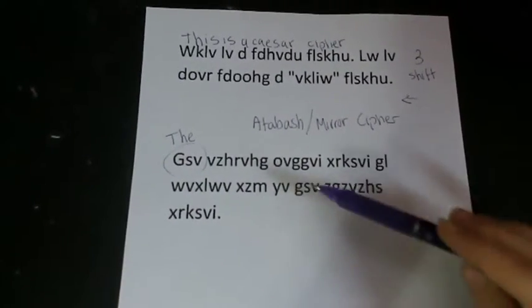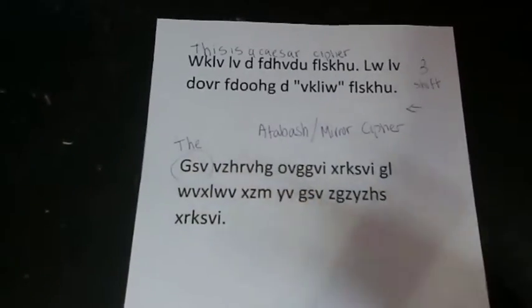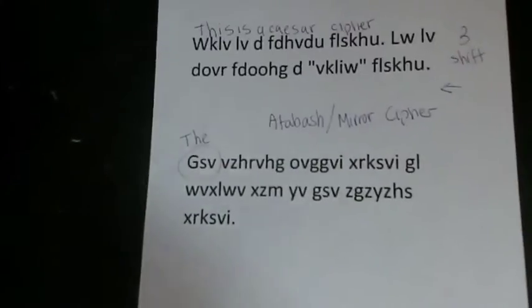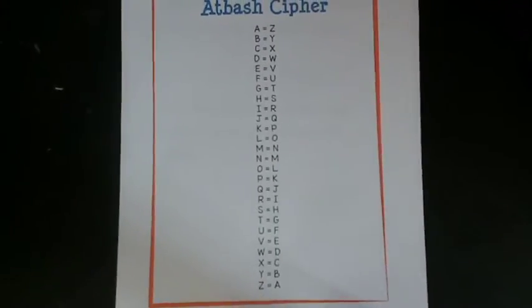The easiest way to identify this one is by looking for GSV. It is the word "the." "The" happens all the time in the English language, so when you see GSV, you have an Atbash cipher. Now, I'm going to bring in the Atbash cipher key, just so you can get a visual of what I'm talking about. The Atbash cipher is alphabet down, alphabet back up. So basically, it's the reverse alphabet.